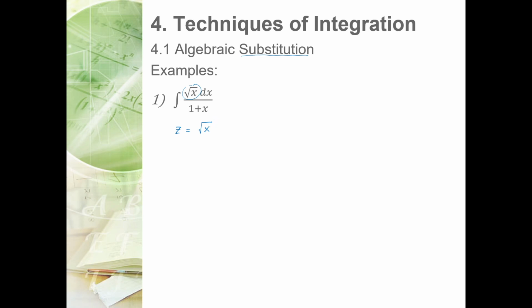So again, the aim here is to eliminate the radical expression. So we have to square this equation for us to eliminate the radical expression. So this becomes z squared equals x. And then the next step is we have to derive. So the same as u sub, after getting the z or the x parameter, we're going to get its derivative. So this becomes 2z dz equals dx.